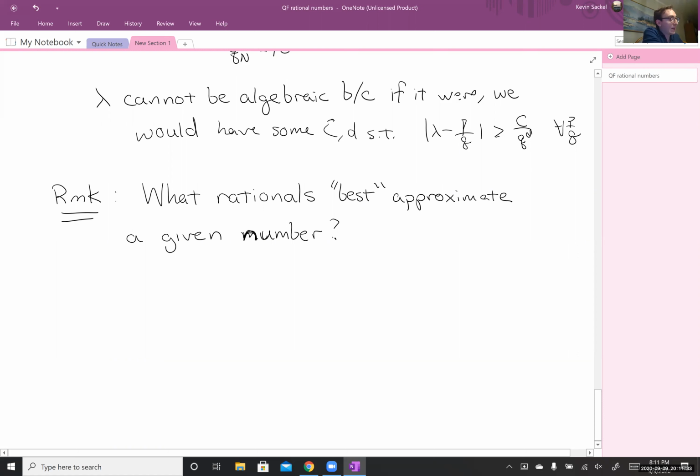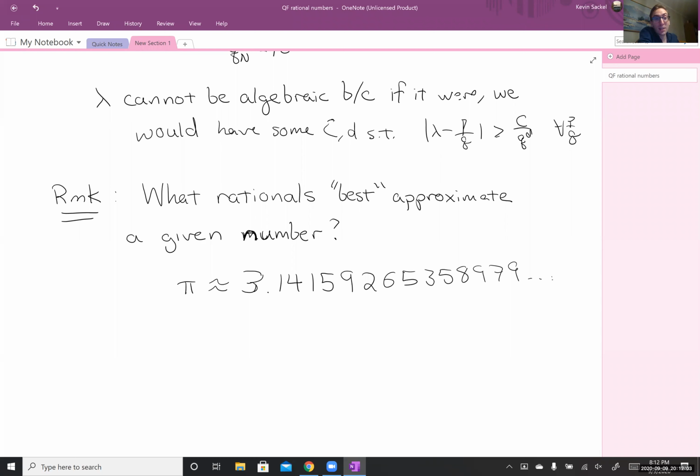So let's think about a number like pi. Pi is, I should write approximately because I'm never going to write out all the digits, about 3.14159. And if I think about this, you've already seen some approximations for it. So one of the first approximations that you might have seen is 22 over 7.